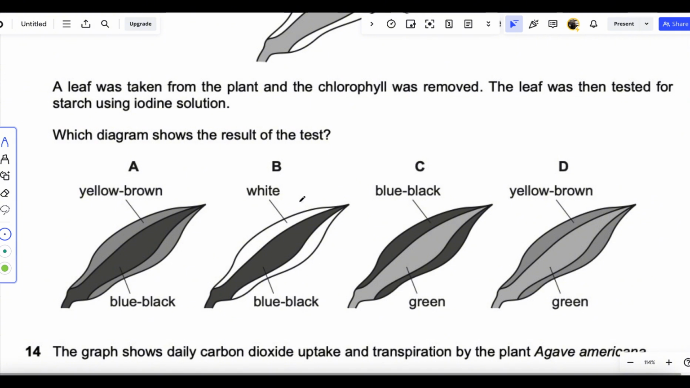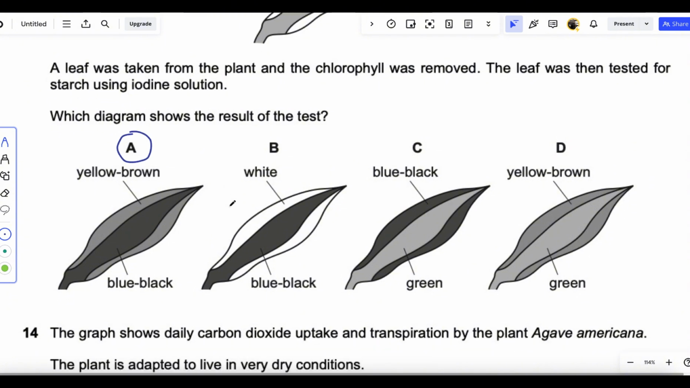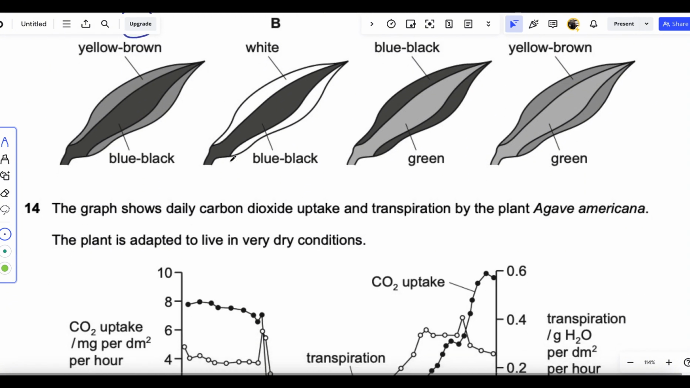From yellow-brown, you now have the blue-black for iodine solution. Blue-black, yeah. Not green. Yellow-brown to blue-black, it's A, if you use iodine solution to test this type of leaf. Now we'll move on to the next question as fast as we can.